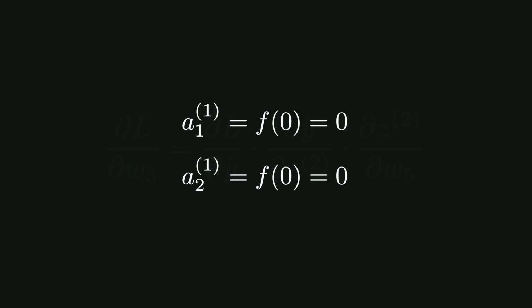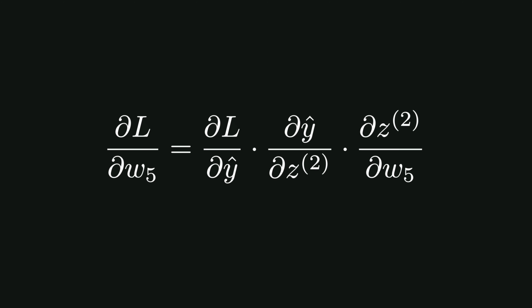Now, if we find the gradient of a specific weight, say W5, it will be a chain of derivatives. All of this comes from the concept of backpropagation. If you are not familiar with it, make sure to check out the video on backpropagation. Link is in the description below.